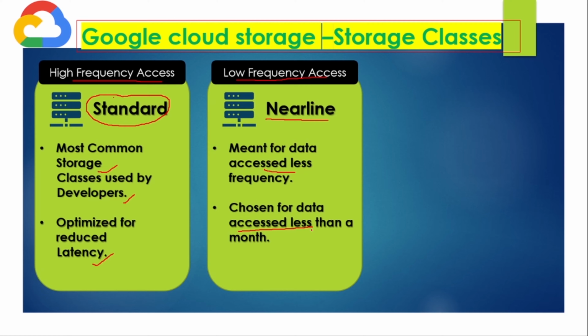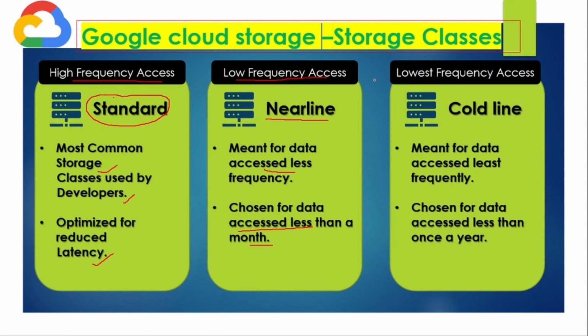Typically, for data that is accessed less than once a month, we use the nearline class. And the third in the list is the lowest frequency access, or coldline class. This is meant for data that is accessed very infrequently, typically once in a year. For those kinds of data, we can choose the coldline class.